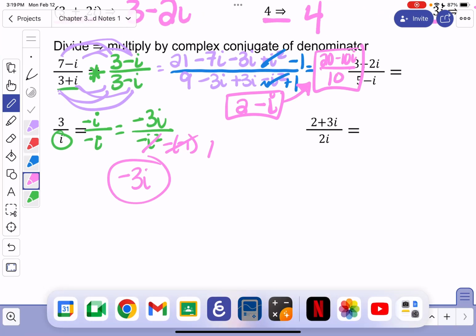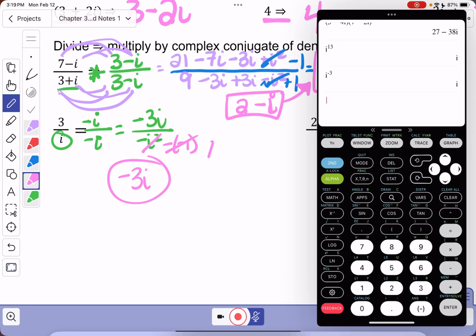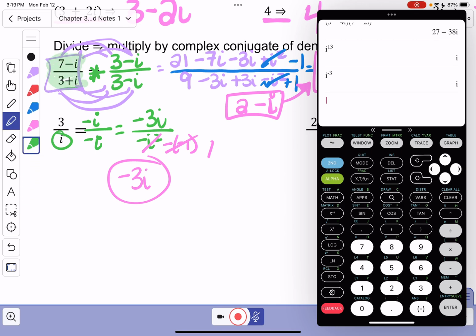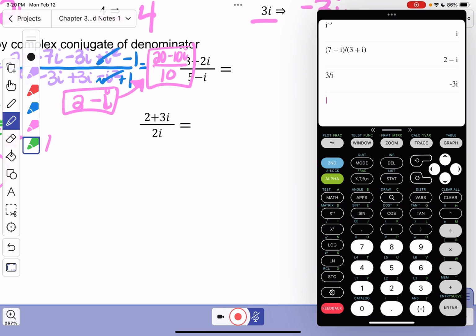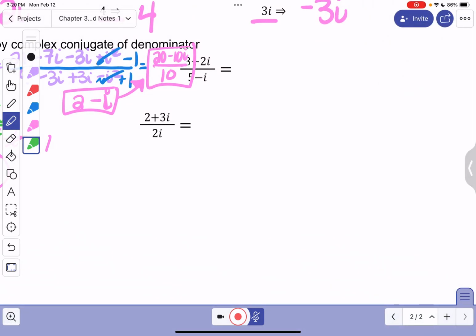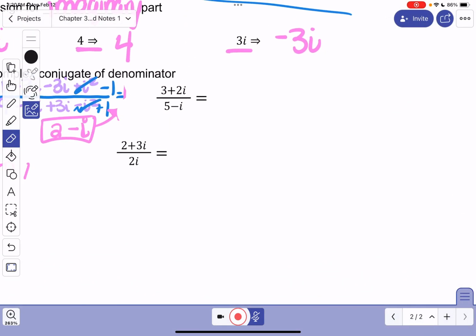Our calculator will also do these for us. So we can type this in as a division problem. Parentheses, 7 minus i divided by parentheses, 3 plus i. We get 2 minus i. 3 divided by i gives us negative 3i. So you try the other two. Whether you do it by hand or on your calculator, that's up to you.